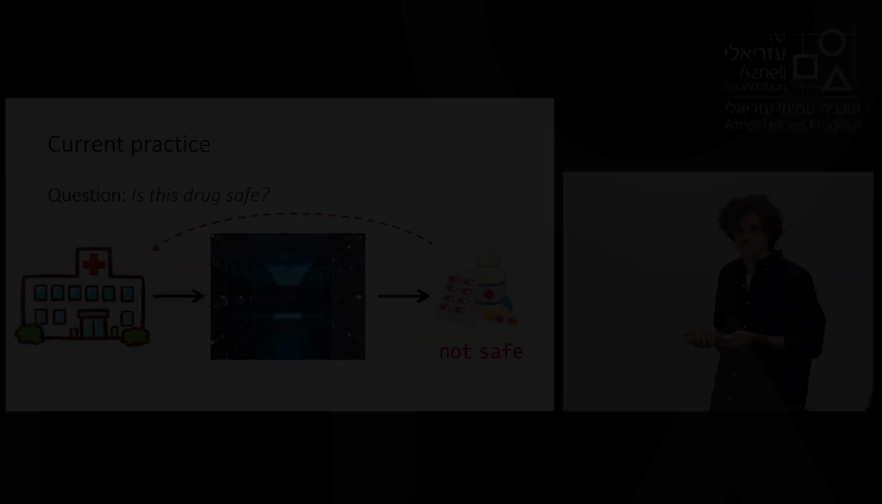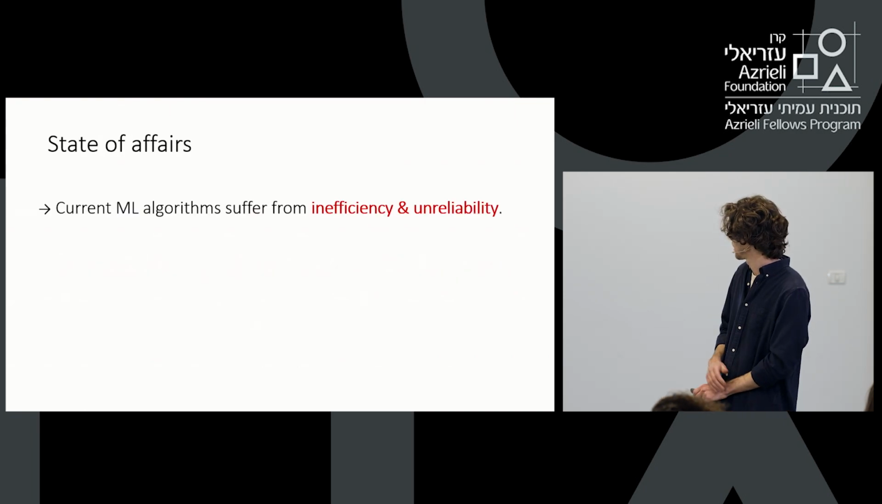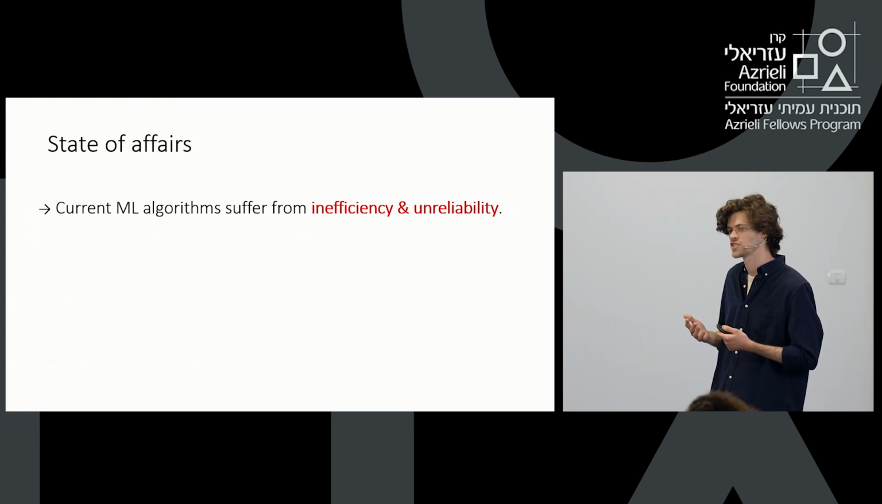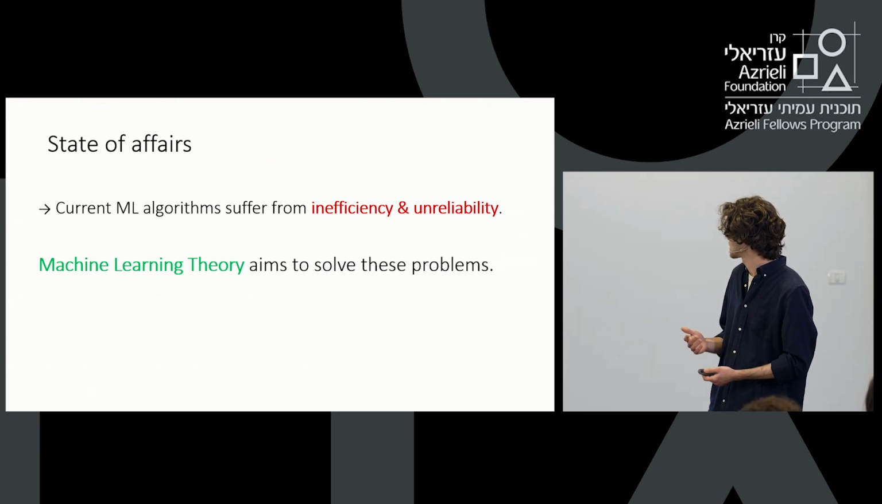And if you don't know whether your answer is reliable or not, you're just not going to take the risk in the first place. So current machine learning algorithms and the methodology that people use suffer inherently from inefficiency and unreliability. And what machine learning theory, the field in which I work, aims to do is solve these problems.